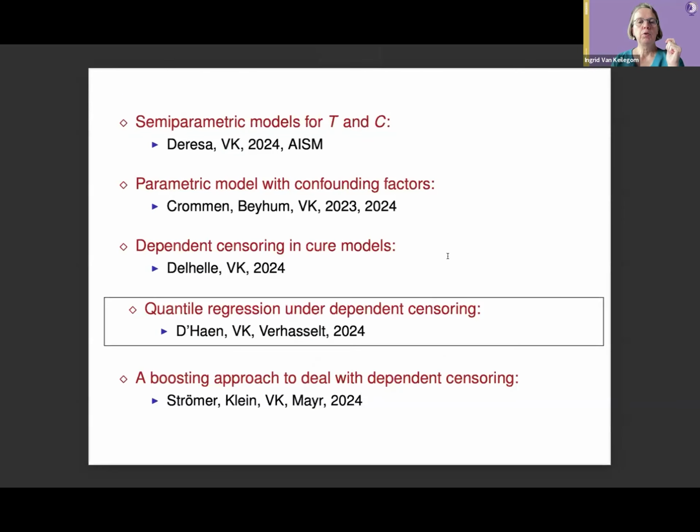And then here are a few more recent extensions. So one is where T and C both follow a semi-parametric model. One is with confounding factors. One is about dependent censoring with Cure models. And the paper that Mirte will talk about in a minute is this one, which I put in a frame. So it's on quantile regression under dependent censoring. And then a final paper is on a boosting approach to deal with dependent censoring.